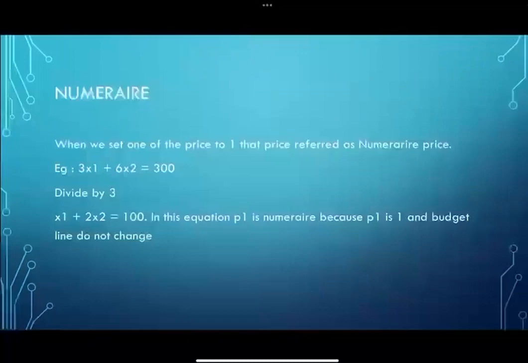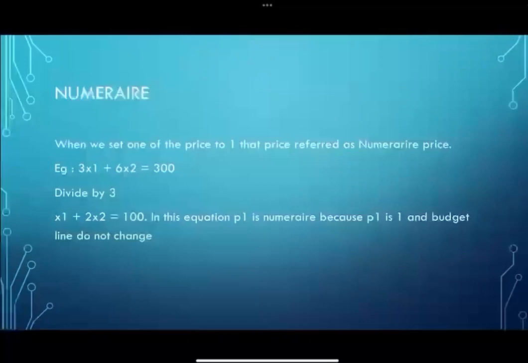Next topic is, what is numeraire good? Numeraire means you are setting any price as 1. Setting any commodity price as 1 is known as numeraire price. See, for example, divide this equation by 3.